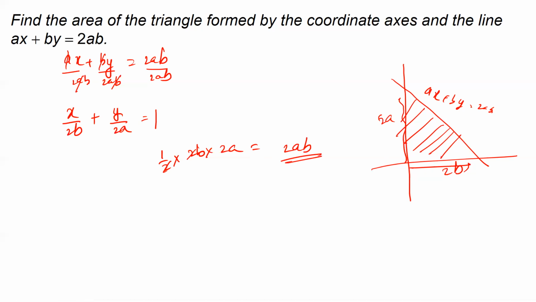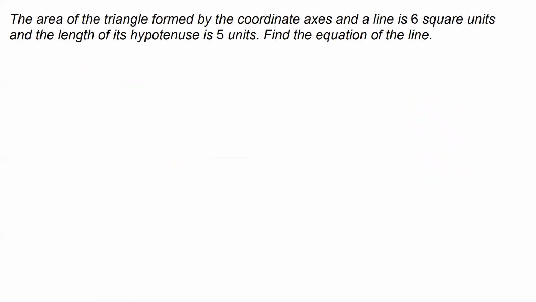Let's take up one more question and hopefully this is the last question. The area of the triangle formed by the coordinate axes and the line is 6 square units. So this is exactly the opposite of what we did until now. In the previous example, we were given the equation and we were asked to find the area. But here we are given the area and we are asked to find the equation of the line. So it says that the line makes a triangle of area equal to 6 square units.